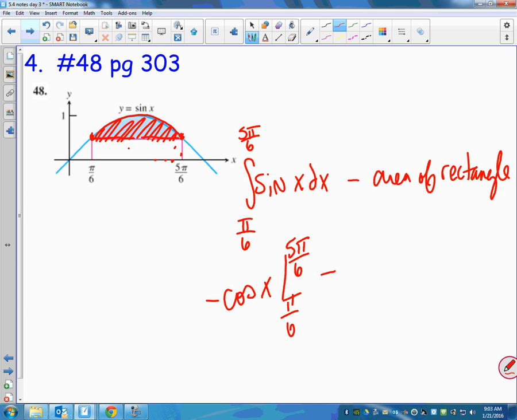And I'm going to leave that for now. We'll plug in the numbers in a minute. The area of the rectangle: we need the length times the width, or the height there. The length, do you agree, is just b minus a, so it's 5π/6 minus π/6. So yes, 5π/6 minus π/6, that's going to be my length.